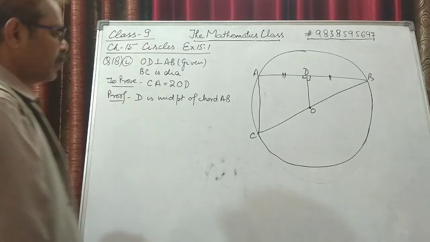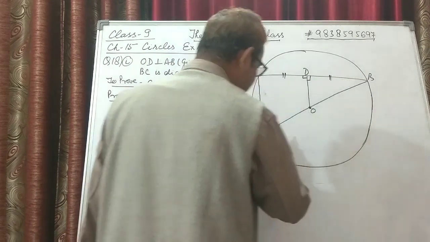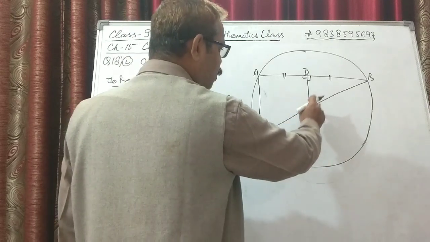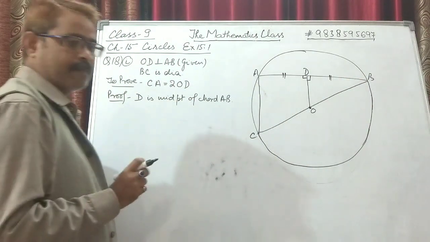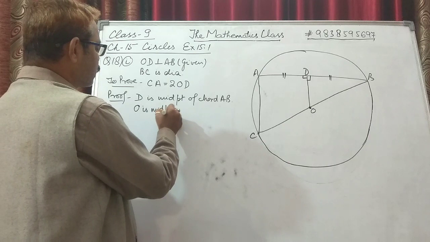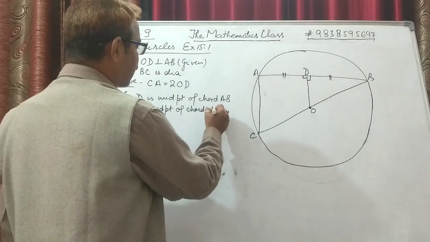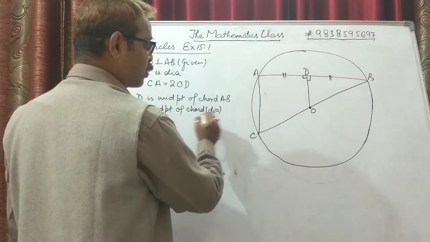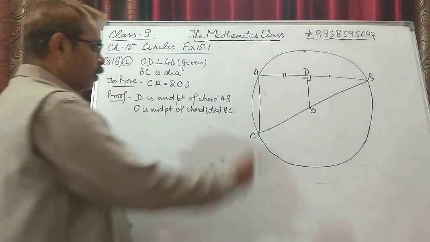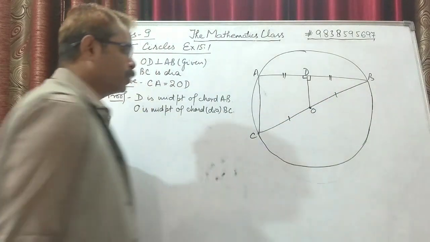Reason I have explained. Now next point, they say that BC is the diameter. If BC is the diameter and O is the center, it means O is the midpoint of BC also. We can say that O is the midpoint of chord, in bracket I am writing diameter, because diameter is the longest chord, of BC. Now O is the midpoint of BC. It means OC and OB are also equal.